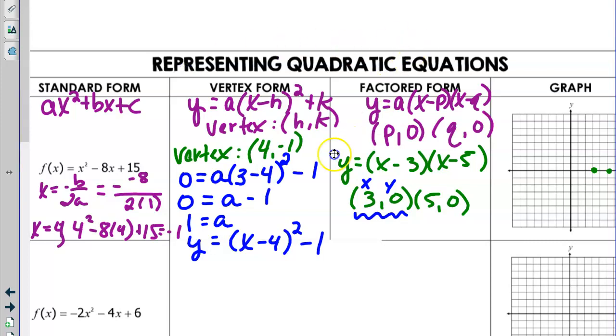Alright, we can finish graphing over here. What's the vertex? I think I heard it. 4, -1. So I'm going to add my vertex in. And then I'm just going to sketch it. And I went off the paper. Alright, any questions so far? We good? Alright, let's keep going then.